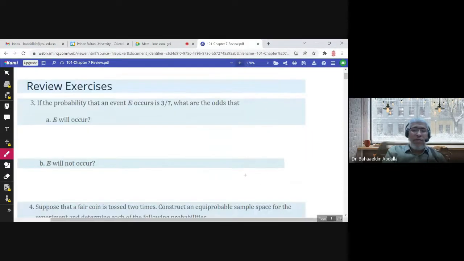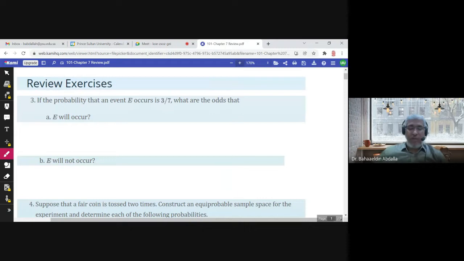These are some review exercises about chapter 7. If the probability that an event E occurs is 3 over 7, what are the odds that E will occur? Well, let us remember how to find the odds for or in favor of E.